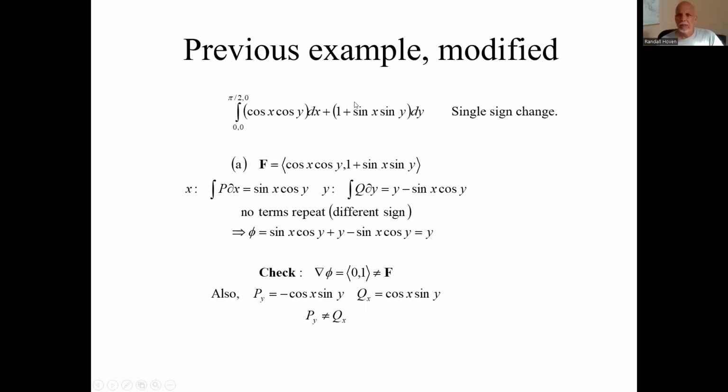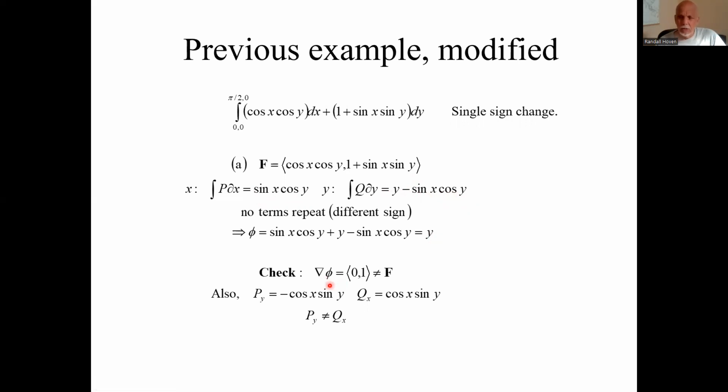Let me modify that example by just a sign. Let's say we're given this problem. All I did was change one sign. Here's our F. And when I do that, integration, here's what I get for the X part. Here's what I get for the Y part. When I say they're the same term, that means everything's the same, including the sign. This sign is different from that sign. This is a plus sine x cosine x. That is a minus sine x cosine x. So I add them all up and I just get y.